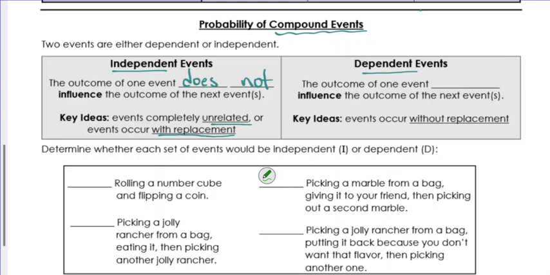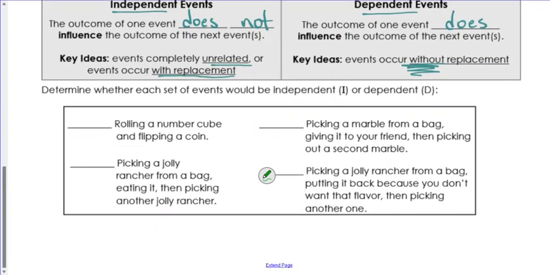That is different from when I do it without replacement, with a dependent event, where the outcome of one event actually does affect or influence the outcome of the next one. So the same example, I have a bag of marbles, I take out a marble and I keep it out. If I don't replace it, if I do it without replacement, that means the bag is different from how it started. The first event actually changed the second event. We're going to do some examples with that. So if that went over your head, that's okay.